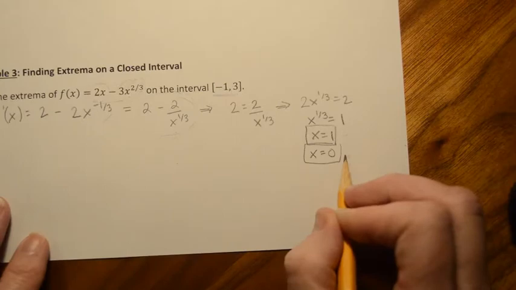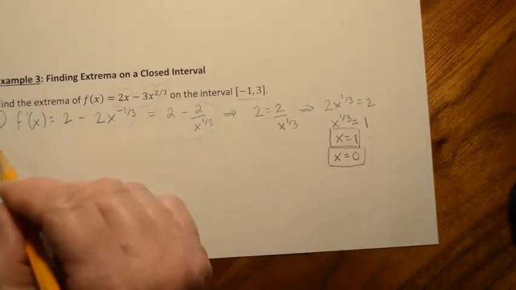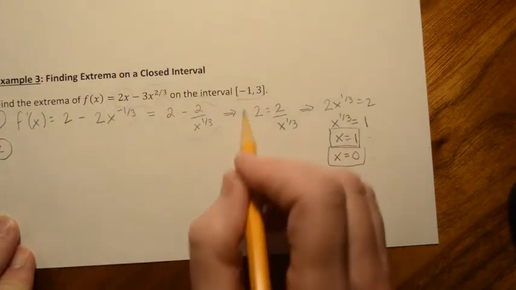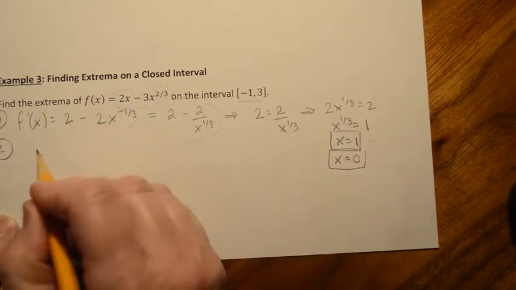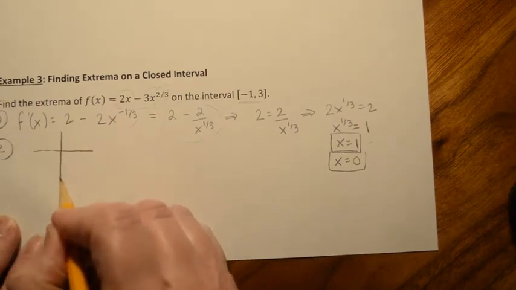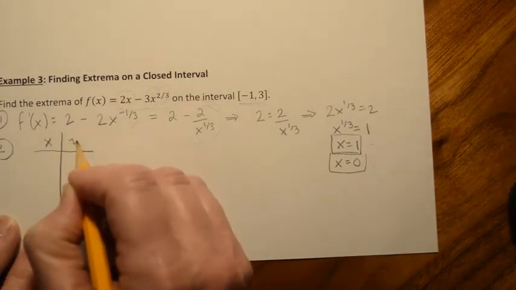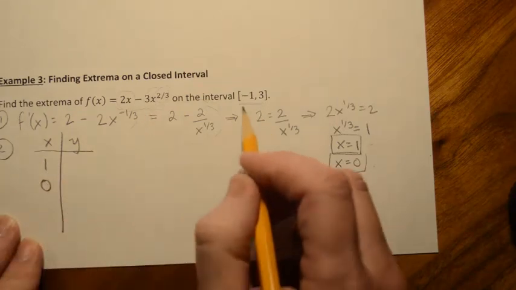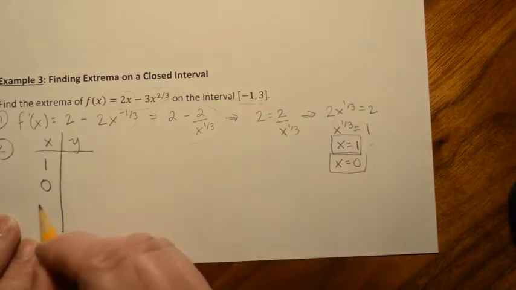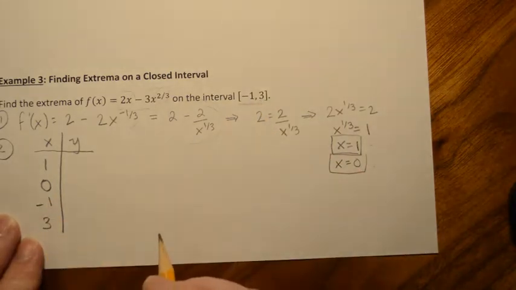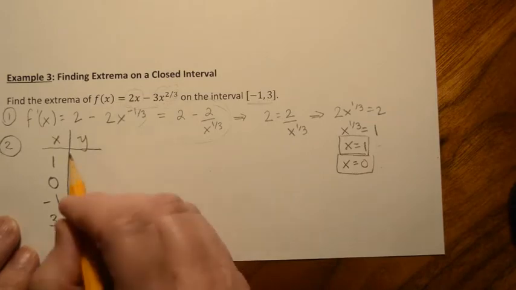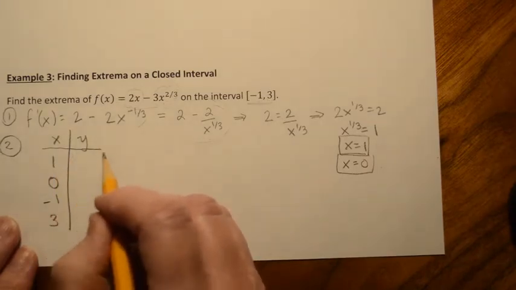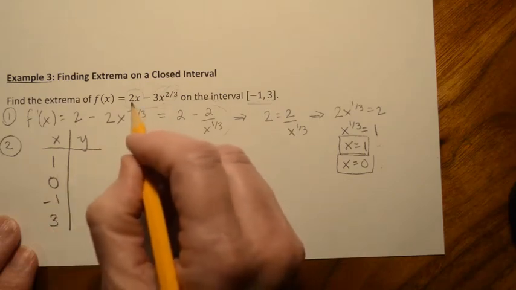Okay, so then the second step says evaluate the function at each critical number in the closed interval. All right, so I'm going to make a table here. So our x value is going to be 1 and 0. I'm also going to add the x values that represent the endpoints. So I'm going to have -1 and +3. And then I just want to find out what the y value is that goes along with it. So again, it says to evaluate f at each of these points. I put it back in the original equation.